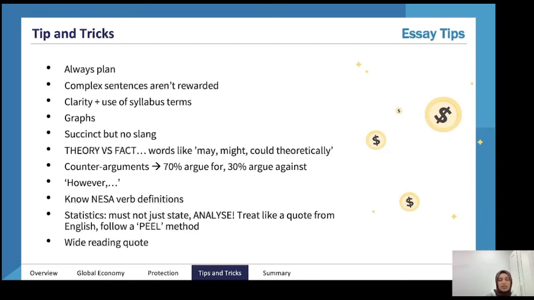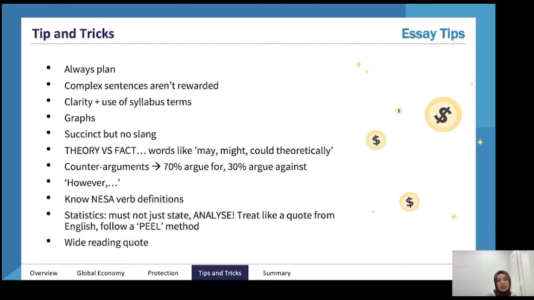Theory versus fact. Something in economics that we like to remind you is that the theory aspect is sometimes very different from what happens in real life. So theoretically, this could happen. Mentioning that can help, but don't write that for everything. Don't write may or might, because sometimes it can come off as not confident. So strike that balance of could theoretically, showing the marker that you know the difference between what's theory and what's going to happen in real life can sometimes be very different, whilst also depicting that you are very confident in what you're saying.